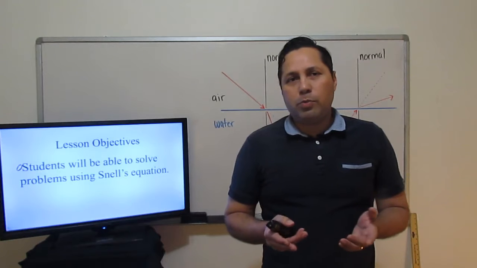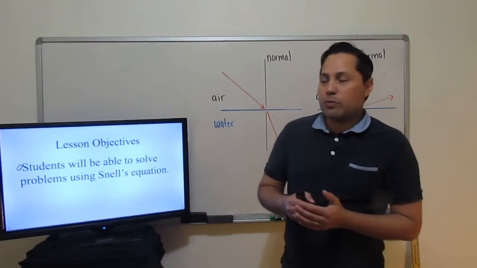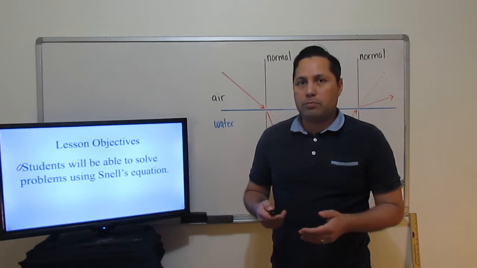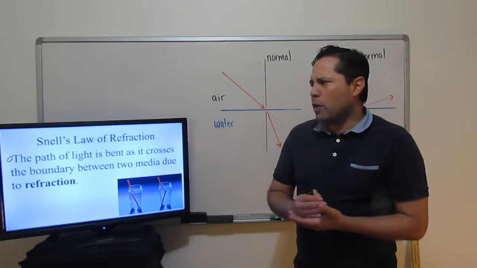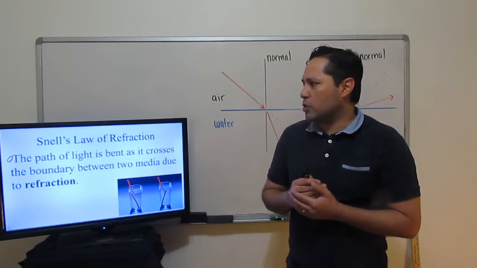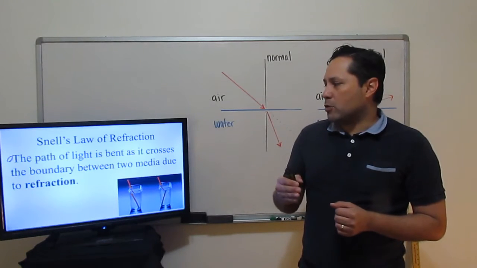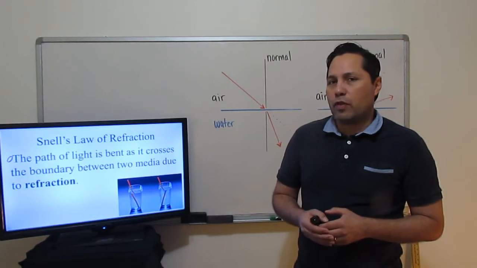Alright, so our lesson objective for our first day of chapter 14 says students will be able to solve problems using Snell's equation. Alright, so let's start with what is Snell's equation. Snell's equation is the path of light is bent as it crosses a boundary between two media due to refraction.